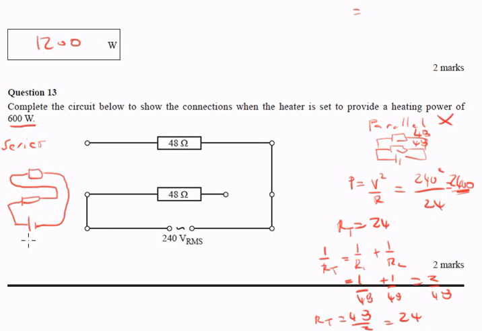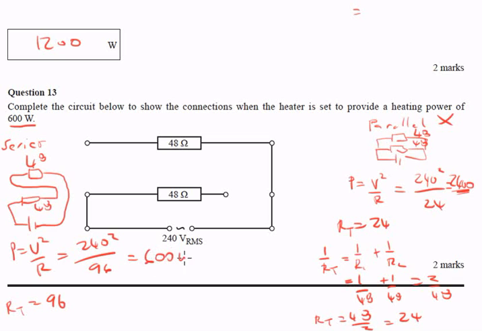In series, we've got to do the same thing. P equals V squared over R. The total resistance, each one of these is 48 still, because it's written here. In series, you add them together, so the total resistance here is 96. 48 plus 48 is 96. So you put the values in. 240 squared over 96, and that equals 600. And that's the one we want. We want the series. So let's just join the lines up. Done.